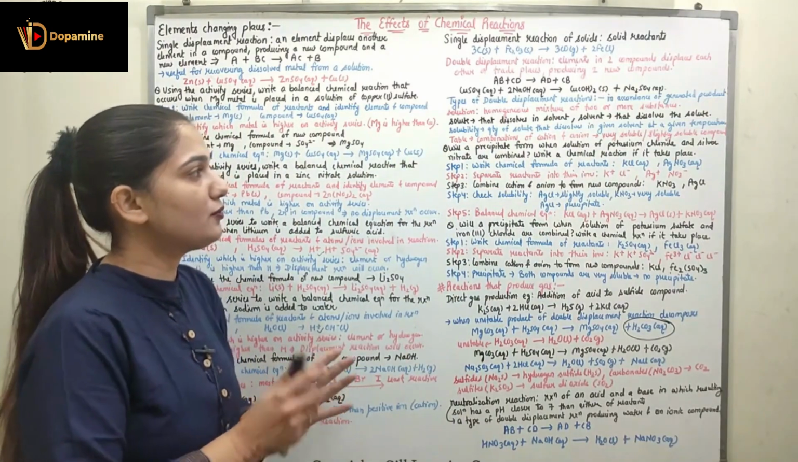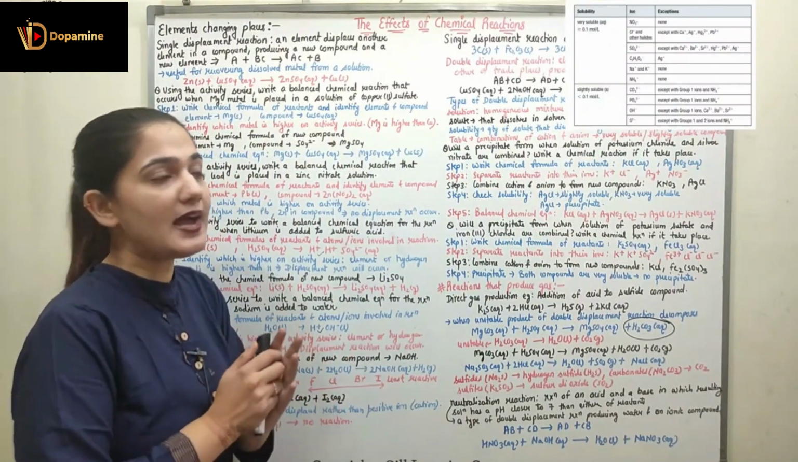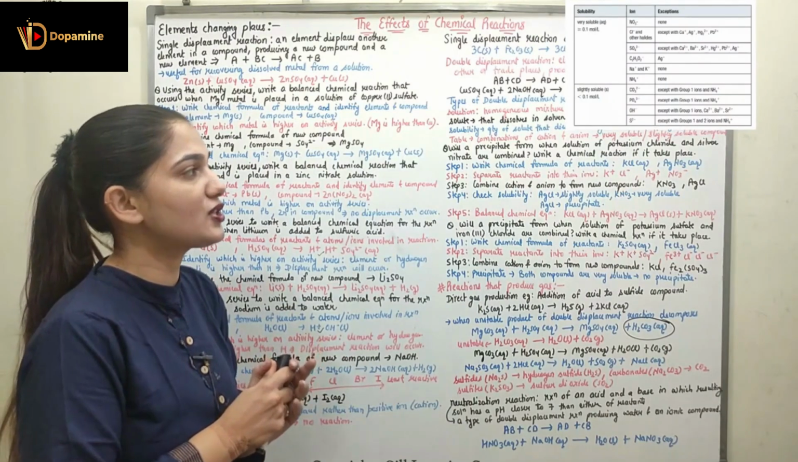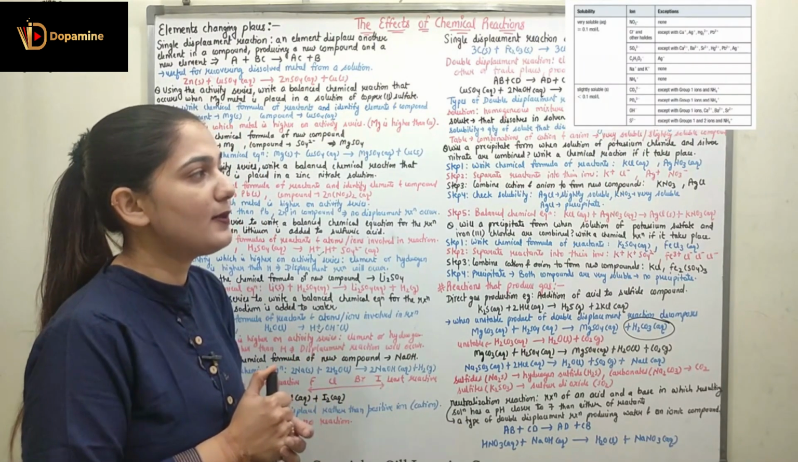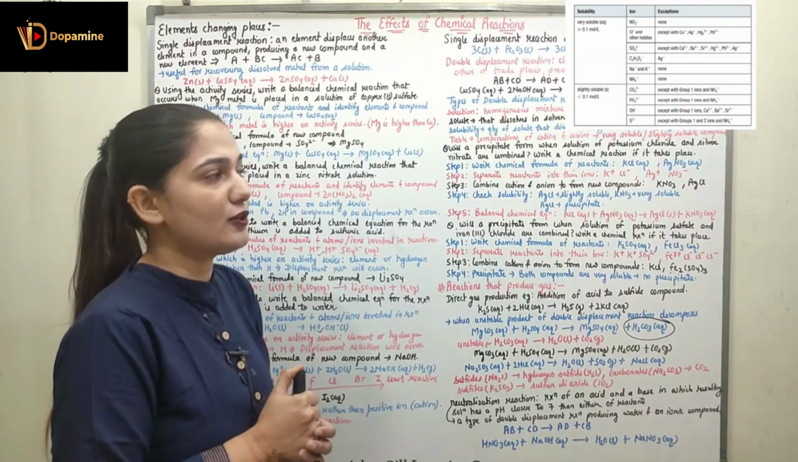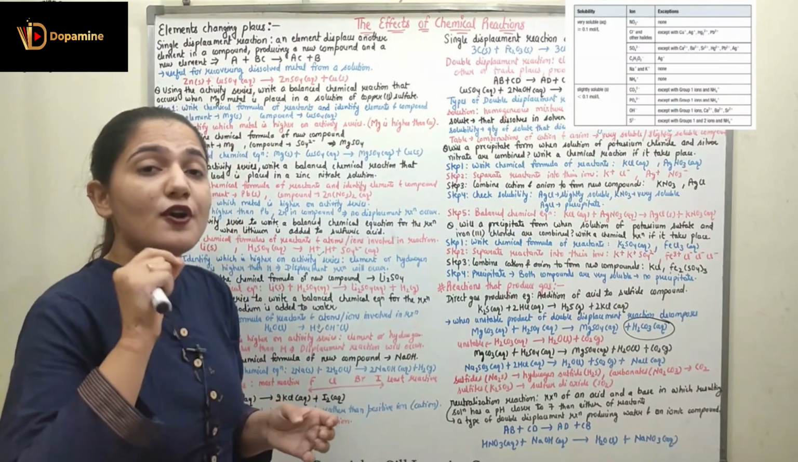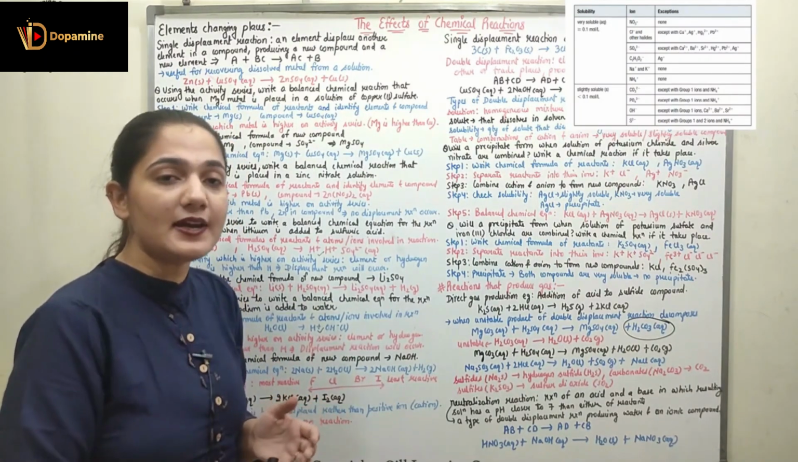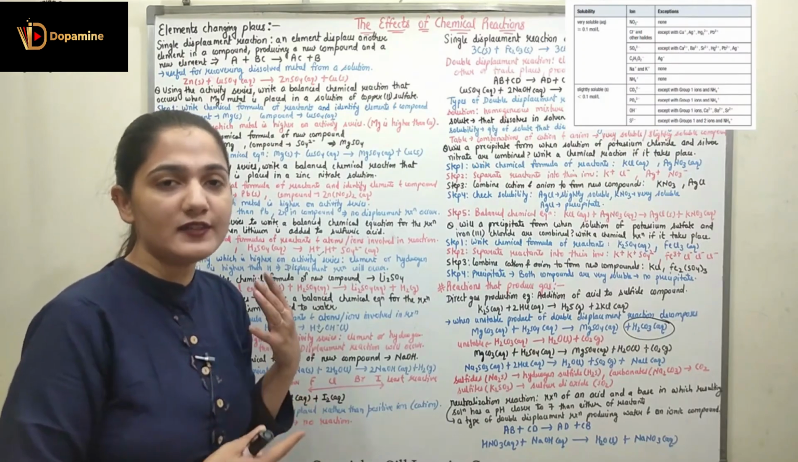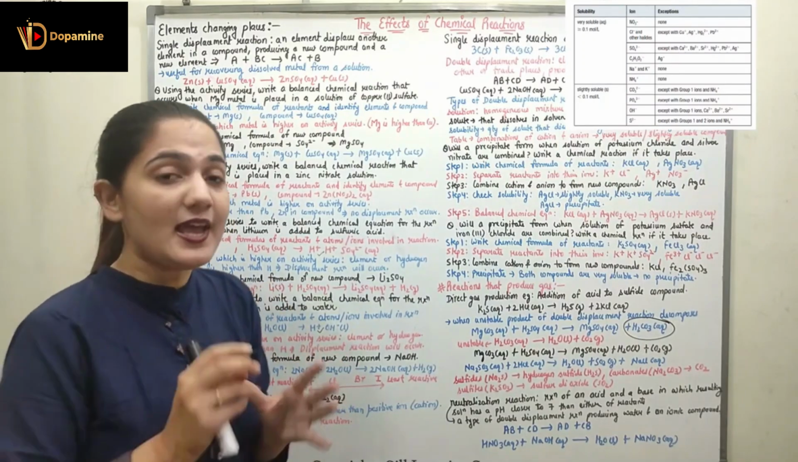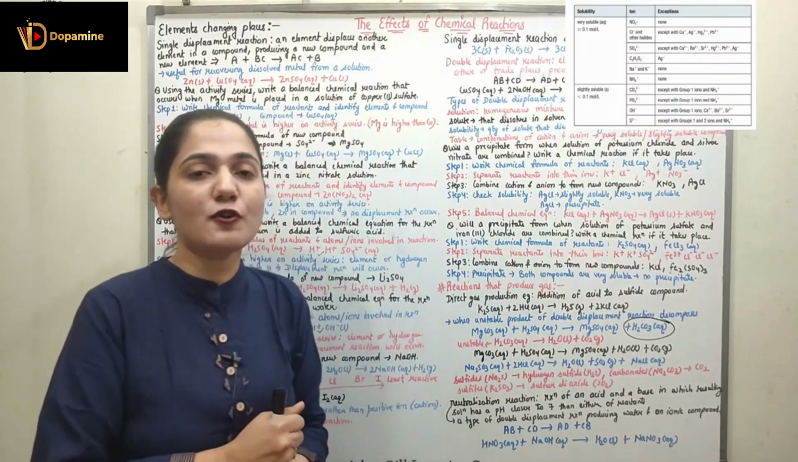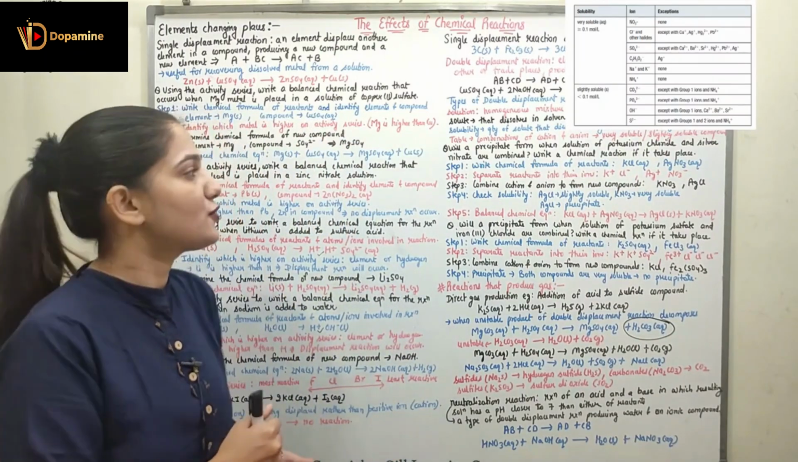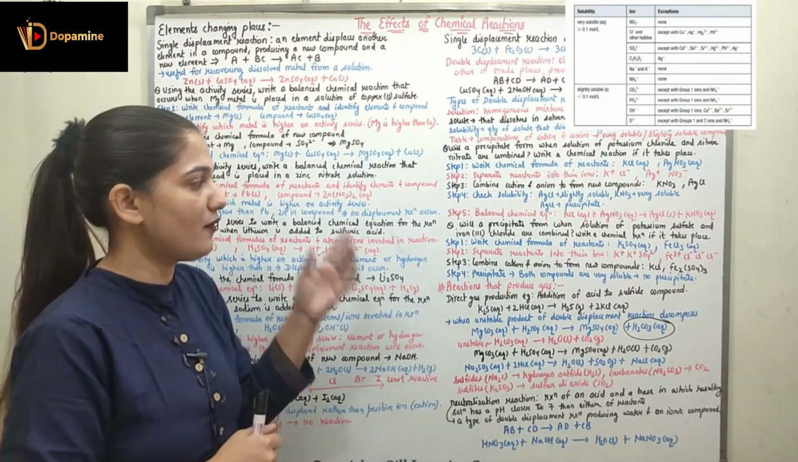So now coming to the table. Here we have this table which shows a combination of cations and anions which are very soluble and which are slightly soluble compounds. From this table we can understand which compound is going to precipitate. If there is a precipitate formed, which one? If there is no precipitate, why? We are going to understand that with the help of some questions.